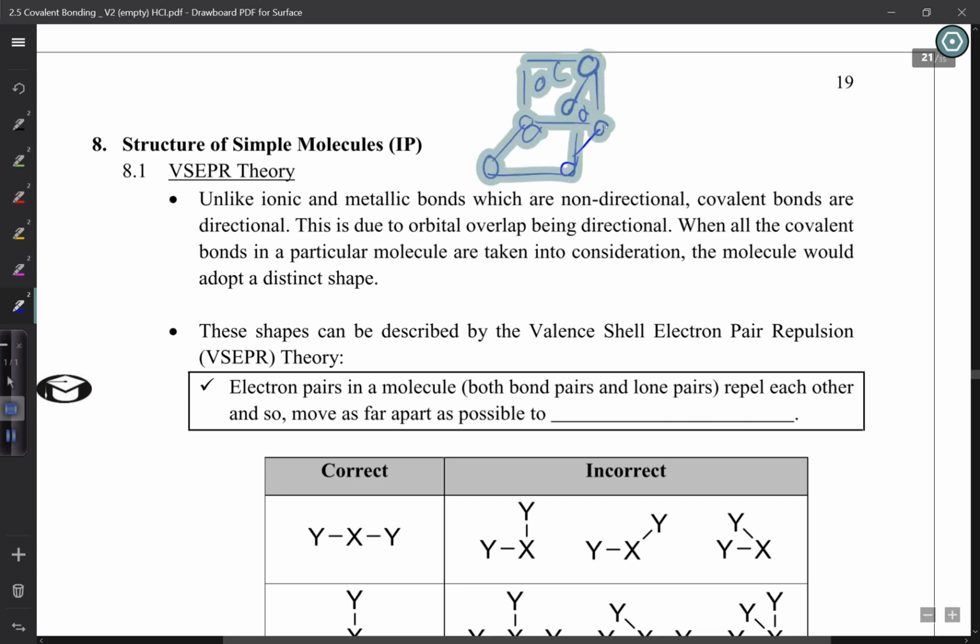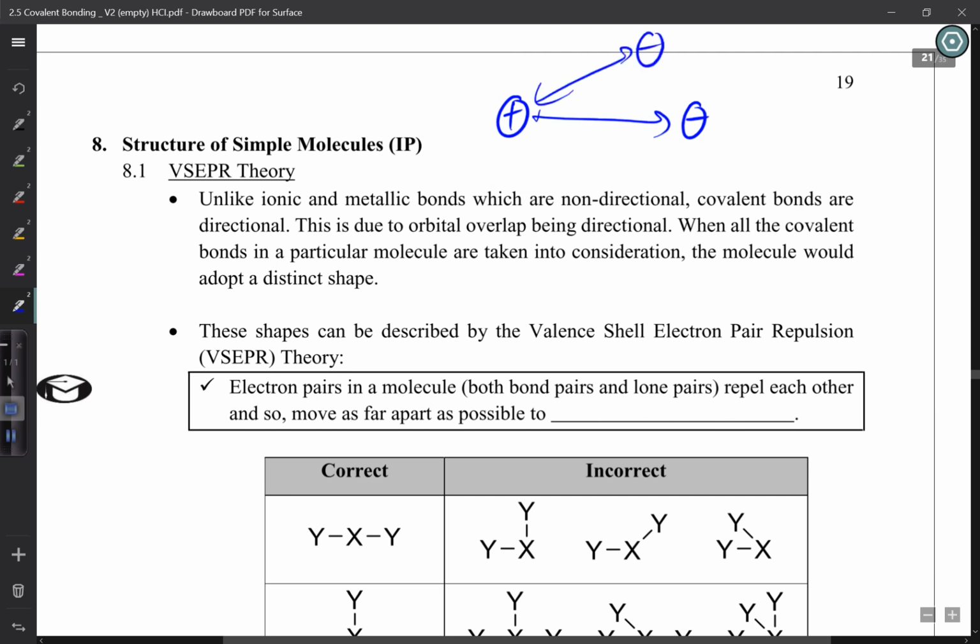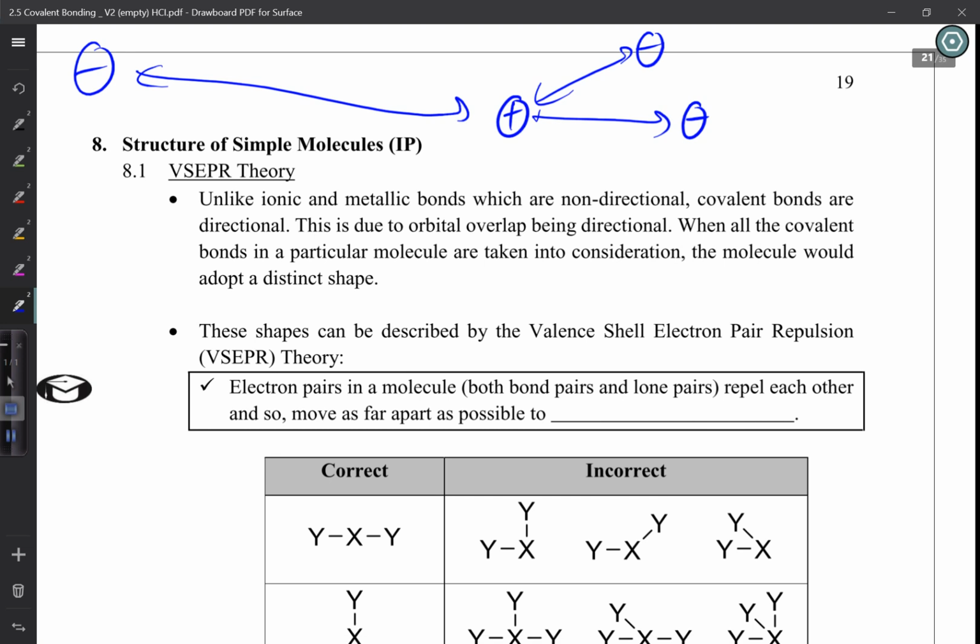Ionic bonds, what we call, are non-directional. What do I mean by non-directional? In other words, if you have an ion here, there can be attraction. If there's another ion here, there can also be attraction. If you have another ion here, although it's a bit far, there will still be attraction, although it's very weak. So this is what we mean by non-directional. It is omnidirectional: whichever direction, there will still be interaction.